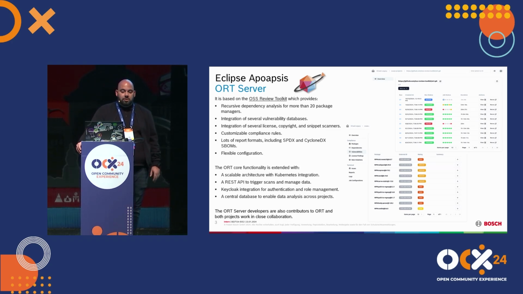So there is integration for several license, copyright, and snippet scanners. It has the option for a customizable compliance rule set that is particularly useful for basing this on your organizational needs. And what you need to do from an open source management perspective is basically create your customized rule set and use the tool to run scans, whether it's an open source or closed source project, it doesn't really matter.